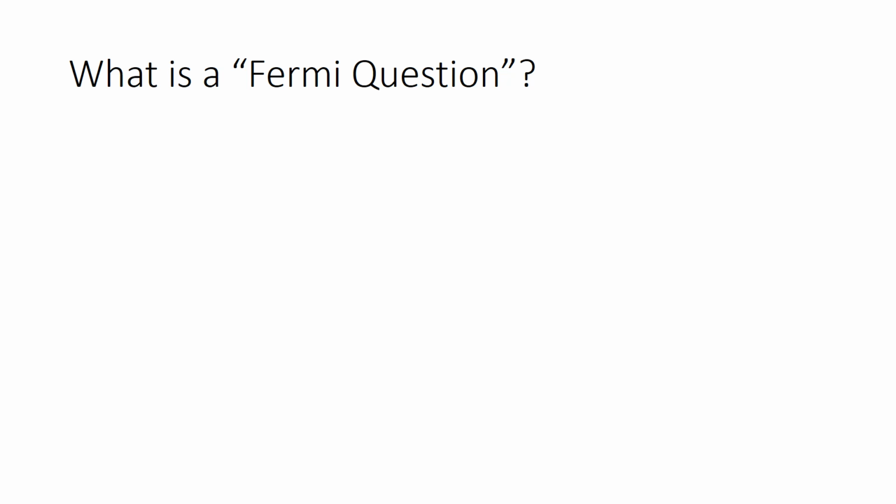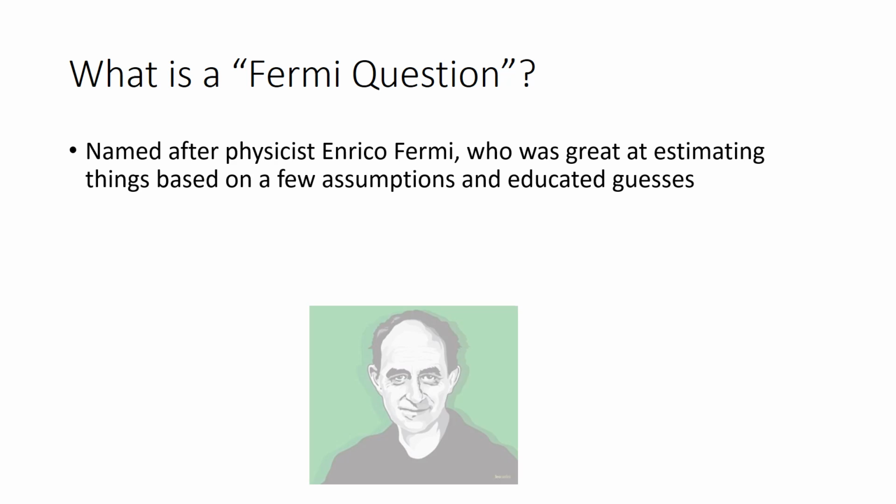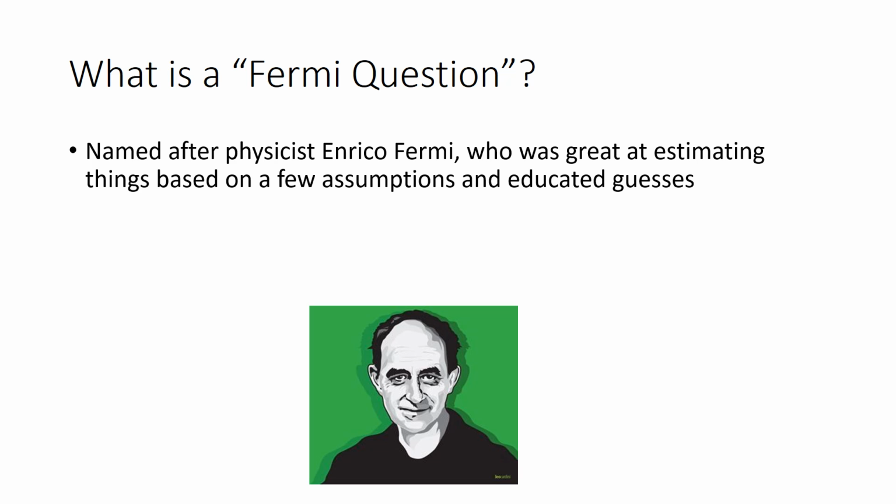What is a Fermi question? Well, it was named after physicist Enrico Fermi, who was really great at estimating things based on just a few assumptions and some educated guesses. Now, when we try to answer these kinds of questions, we're really not looking for a lot of precision, just what we call an order of magnitude.